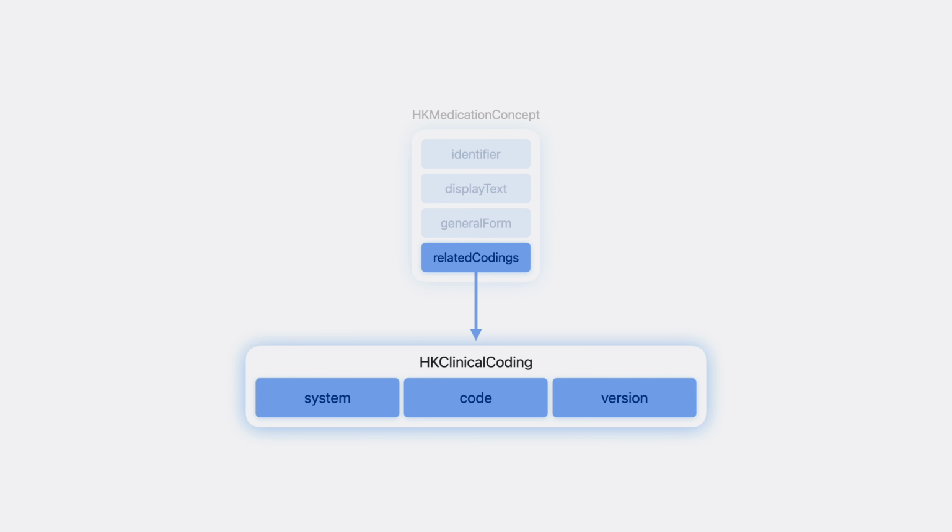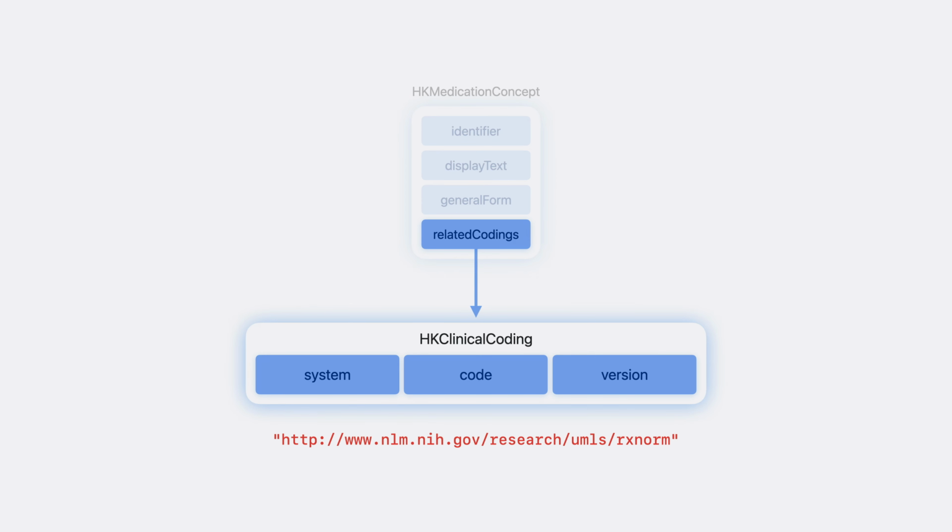Systems are identified according to the official FHIR terminology. The system I care about, RxNorm, has the following URL that uniquely identifies it. To learn more about how we model these codings, check out our developer documentation. Now, let me show you how I use the RxNorm system in my app.